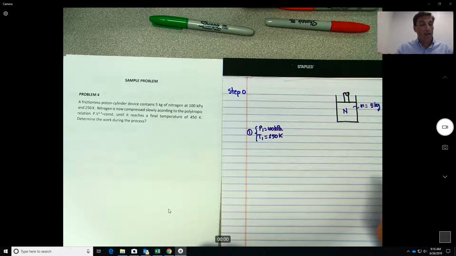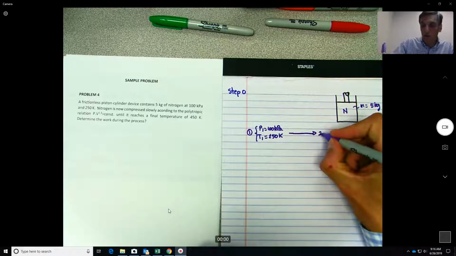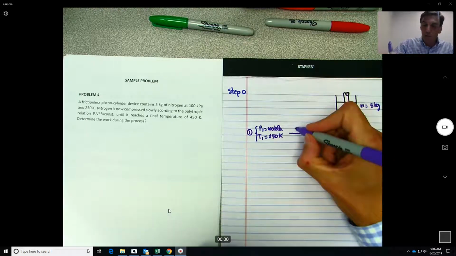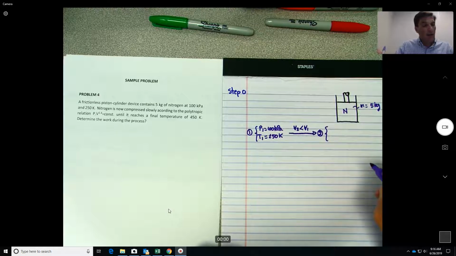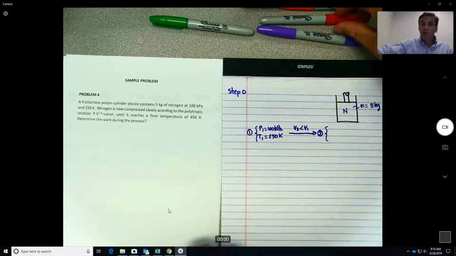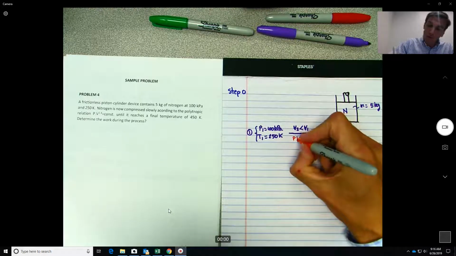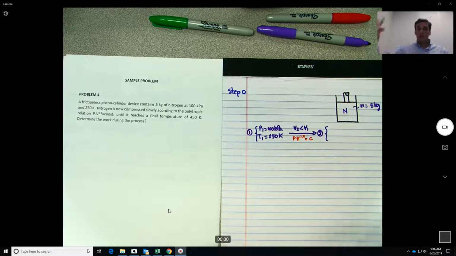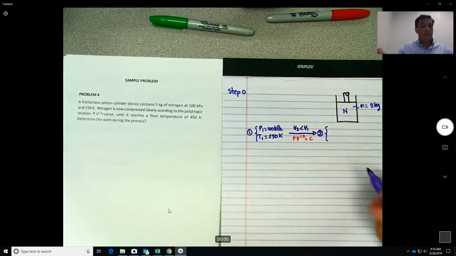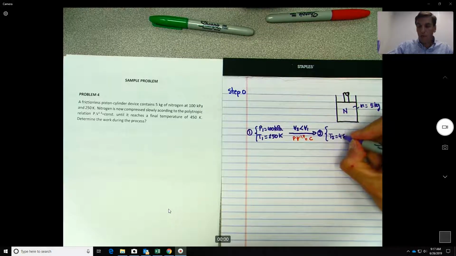Nitrogen is now compressed slowly according to the polytropic relation. So now what's going to happen? This is compressed, so we go to state 2. So what do we know? If it's compressed, that means V2 should be lower than V1 according to the polytropic relation. So throughout this process here, we're going to follow the polytropic relation PV to the 1.4 equal to C until it reaches a final temperature of 450 degree Kelvin.